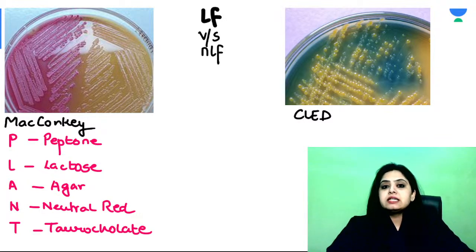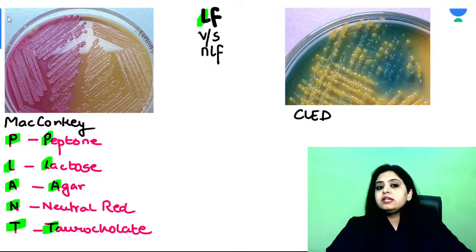So what does McConkey contain? This is a previous year question. We have peptone, lactose, agar, neutral red, and taurocholate. Now let's go into a little bit of detail. Peptone and agar are present in every agar, be it a nutrient agar or a blood agar. Then we have lactose. Why? Because I want to test for lactose fermentation. Again, it's there in everything. I have taurocholate. What is taurocholate? Taurocholate is sodium taurocholate, basically the bile salts. Is there any reason that I have added bile salts? Because bile salts will inhibit swarming.